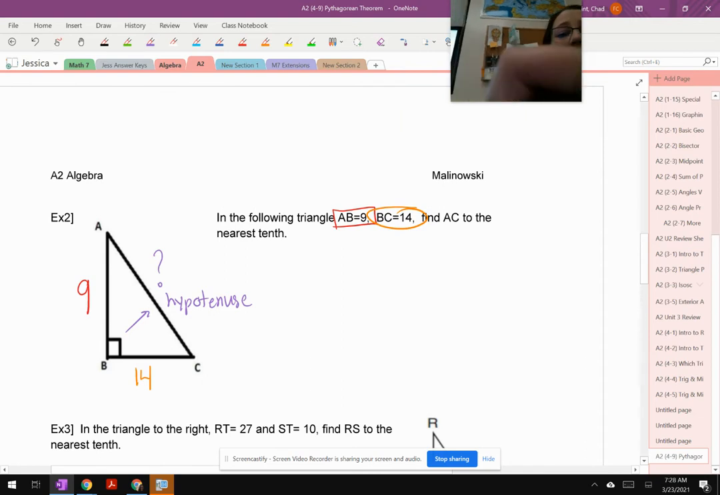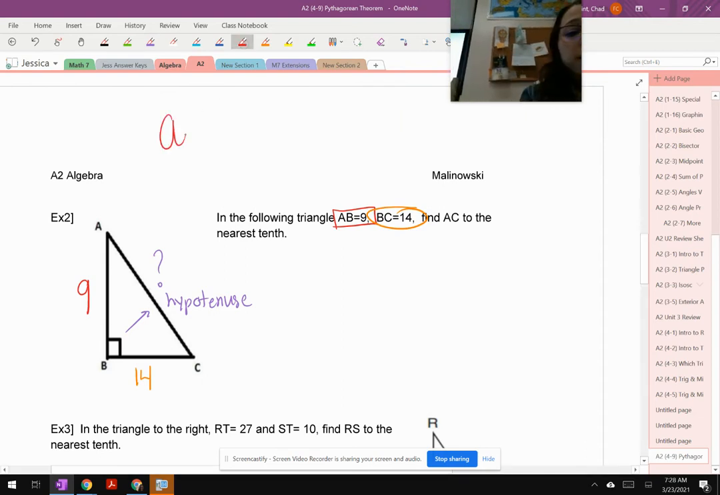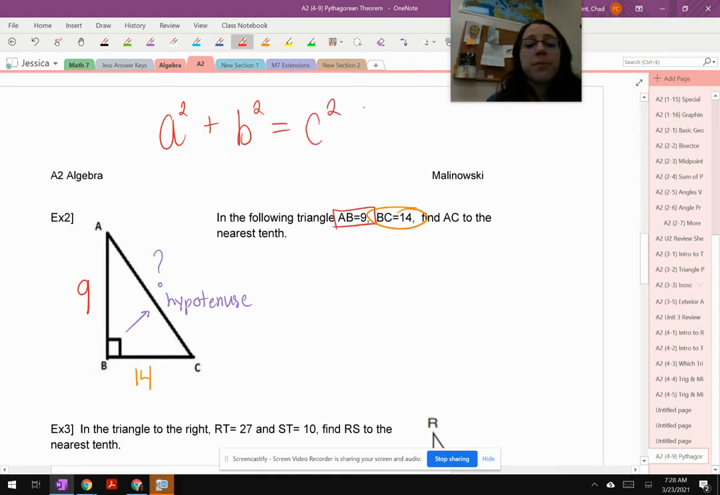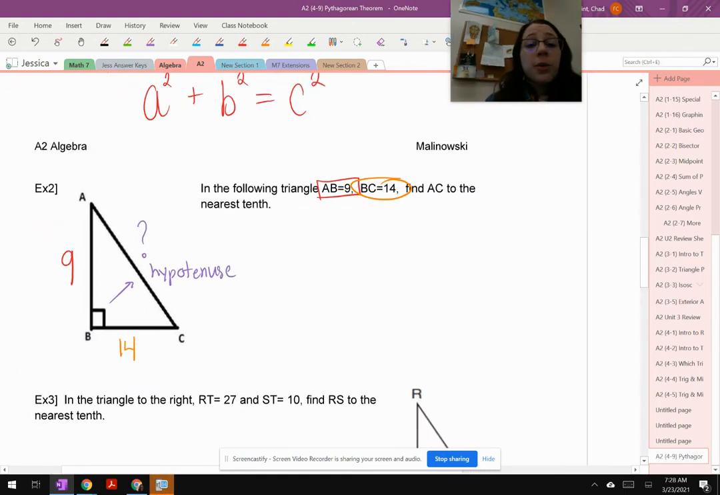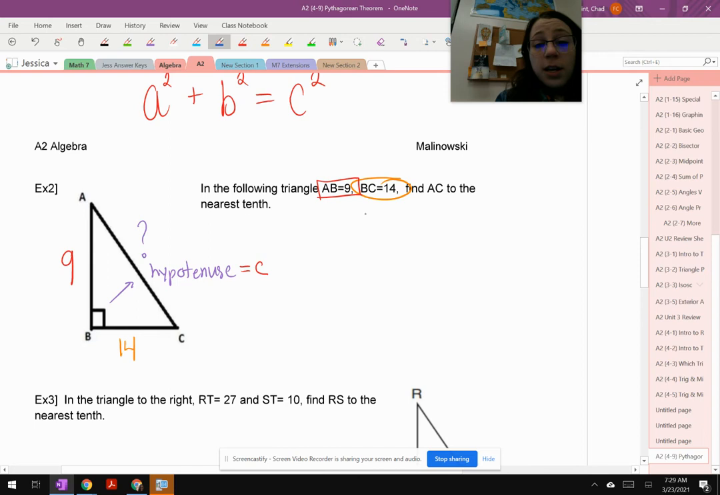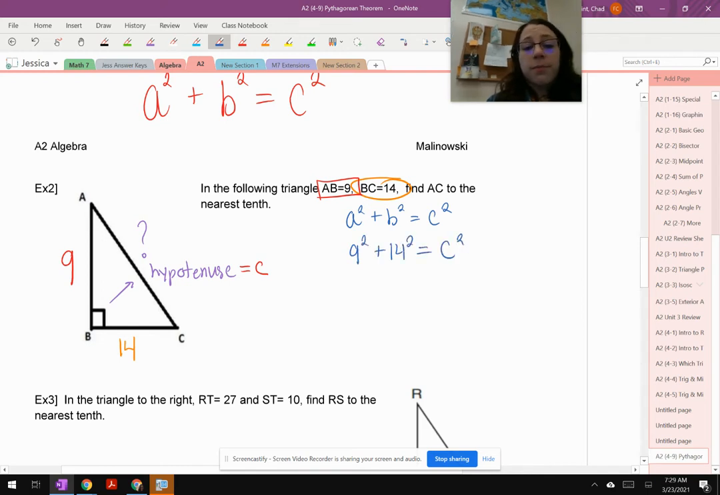which, again, we're going to be using our Pythagorean theorem for, which I'll write at the top. A squared plus B squared equals C squared. So in this situation, since we're missing the hypotenuse, that's C. That's that piece we're missing. So A squared plus B squared equals C squared. And again, it doesn't matter which one, A or B, is 9 or 14. I'm going to go 9 squared plus 14 squared is equal to C squared.